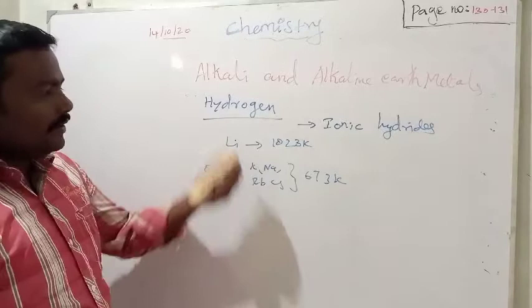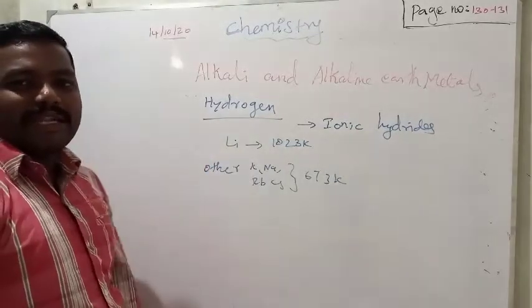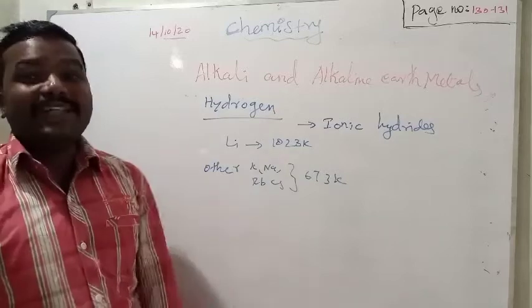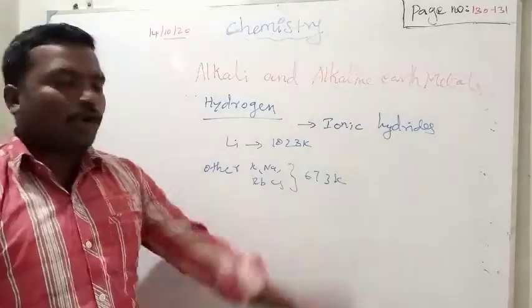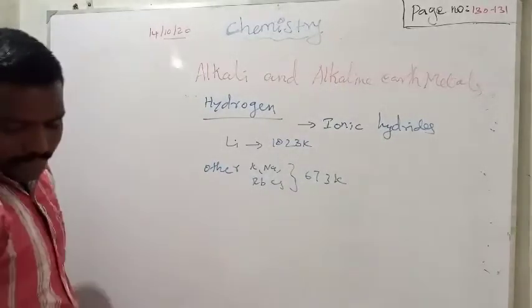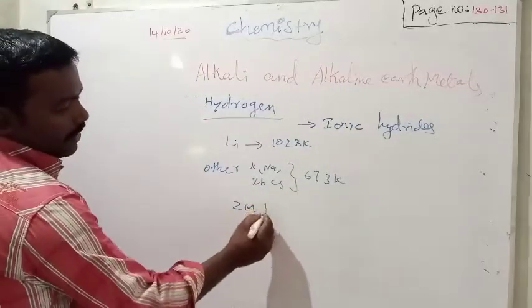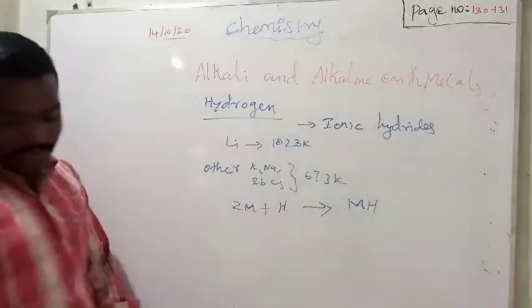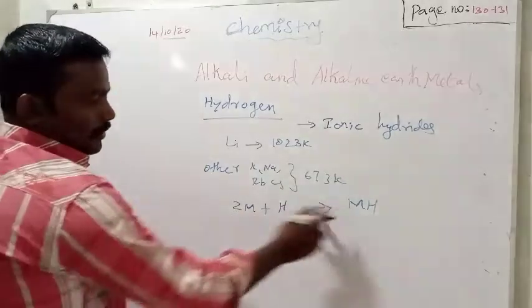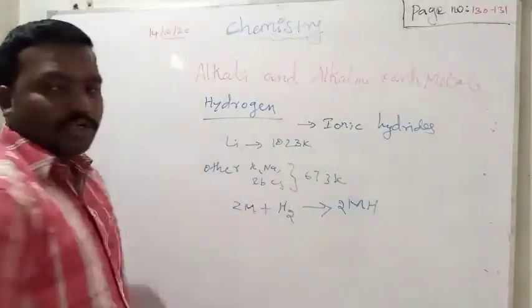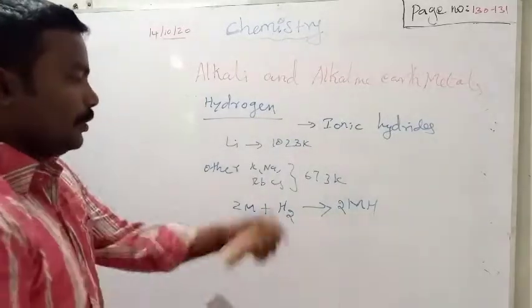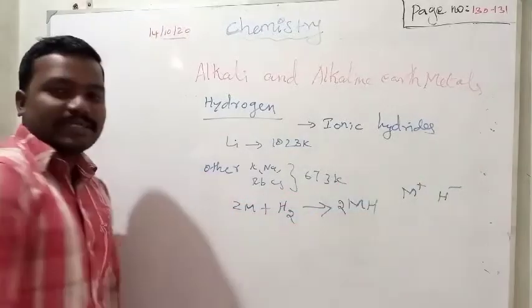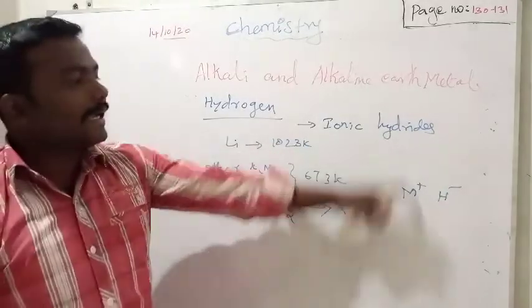What's the reason? As usual, the reactivity increases from top to bottom. If you go down, the reactivity increases, and because of that they react at a lower temperature. How are the hydrides formed? Metals with hydrogen form metal hydrides. Listen, always take hydrogen as a molecule. It ionizes as M+ H-, because of that we call them ionic hydrides.